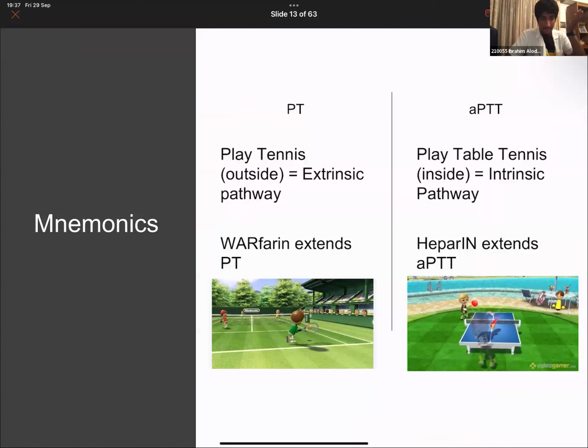So here's a mnemonic for the tests that are used to check each pathway. There is something called PT, prothrombin time, and APTT, which is activated partial thromboplastin time. PT, or the way we like to call it, play tennis.